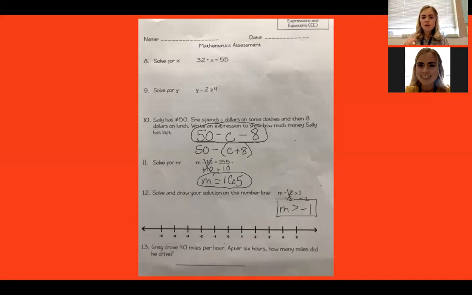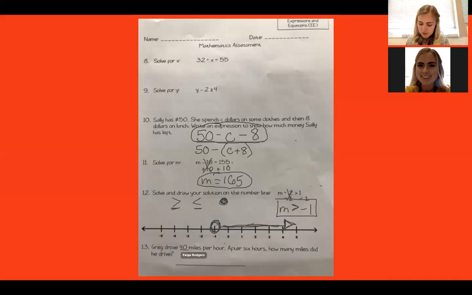So if it's a greater than or less than sign, we use the open dot. If it's greater than or equal to or less than or equal to, then we use the closed dot. So mine is a greater than sign, so I put an open dot at negative 1. And it's greater than negative 1, so greater is going to be pointing to the right. So anything greater. So there's my solution.